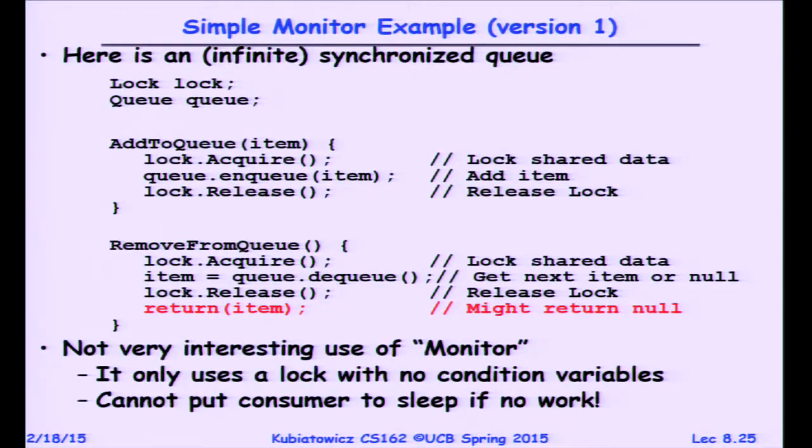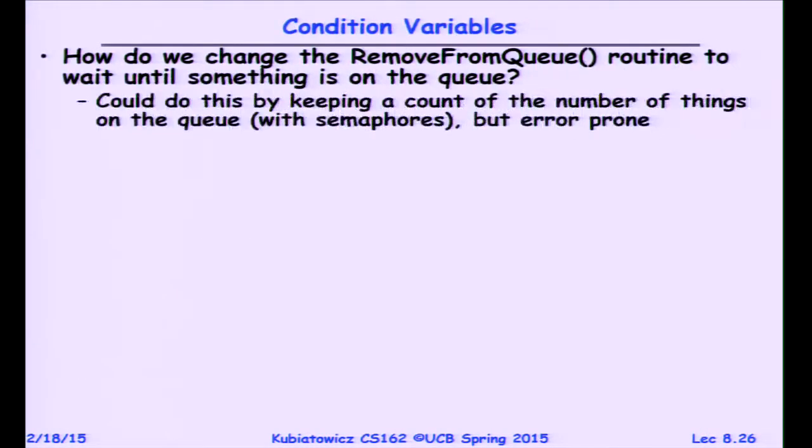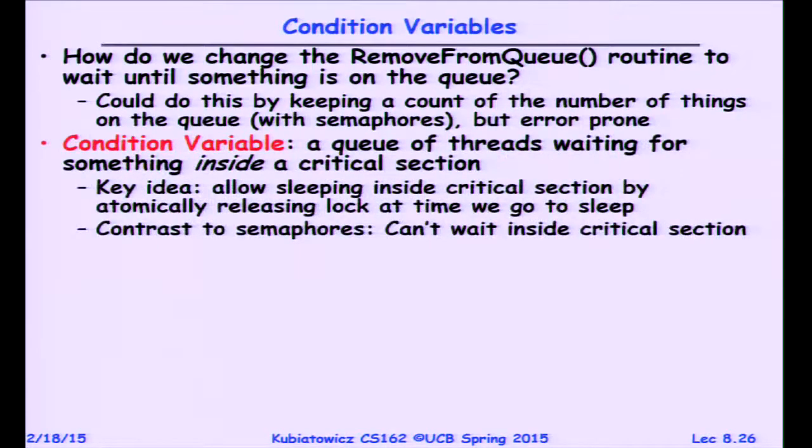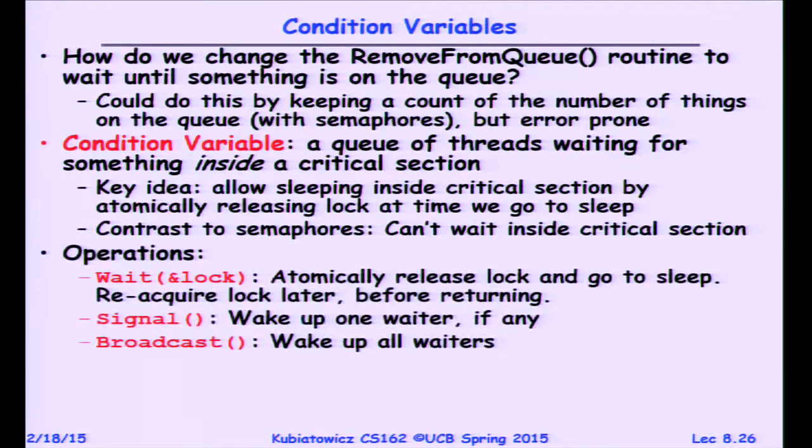Right? Okay, so if you look here, let's try to do this by keeping a count of the number of things, and then we're going to use a condition variable, a single one, which again is a queue of threads waiting for something inside a critical section, and we're going to use that single one in the following way. So condition variables have three operations: wait, signal, and broadcast. Wait typically has to have a pointer to a lock, unless you have a more sophisticated language. Signal will wake up one waiter if there are any, and broadcast will wake up all the waiters.